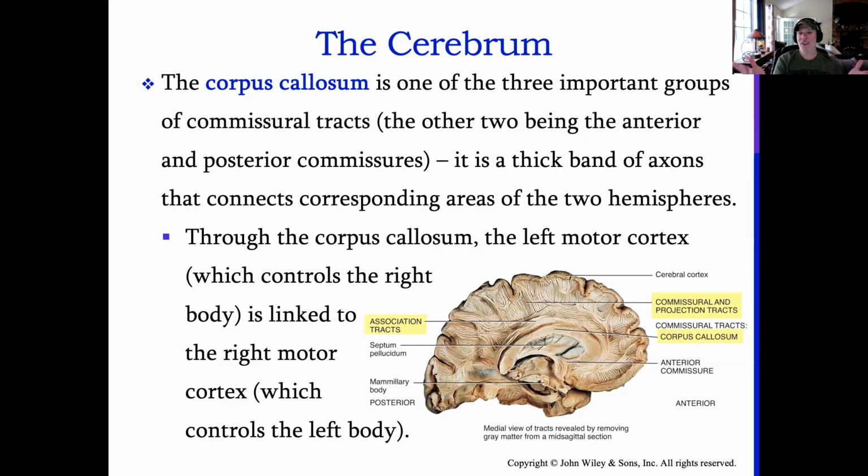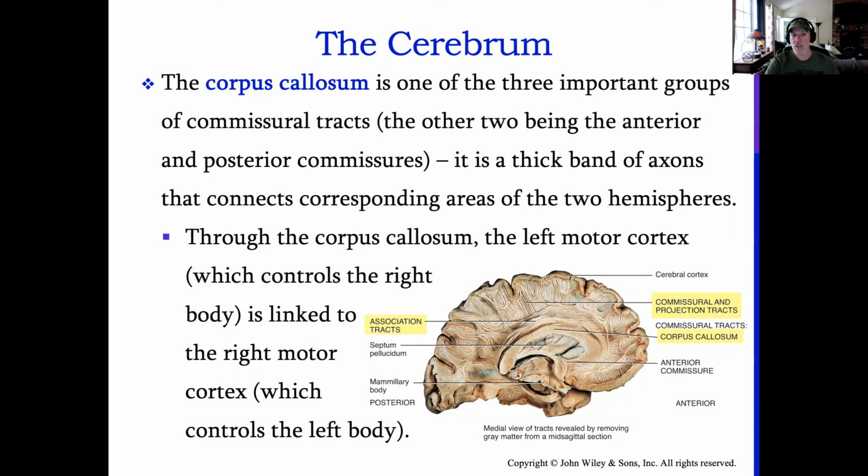Y'all would have got it right, I know, because you've heard me say it, and now you would have said it correctly. The corpus callosum is the body's largest commissural tract. This is our corpus callosum right here, and it is the primary means of connecting the left and right hemispheres of the brain. On this diagram, a mid-sagittal section that had the gray matter taken off of an actual brain, you can see all of the different tracts running on this hemisphere here.